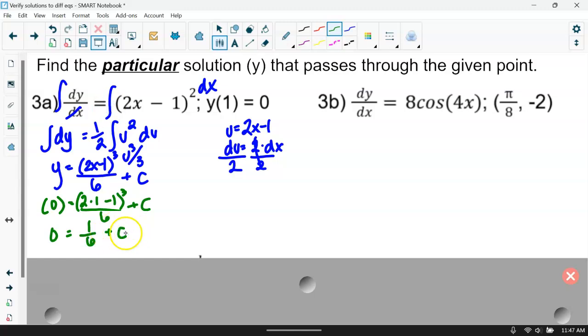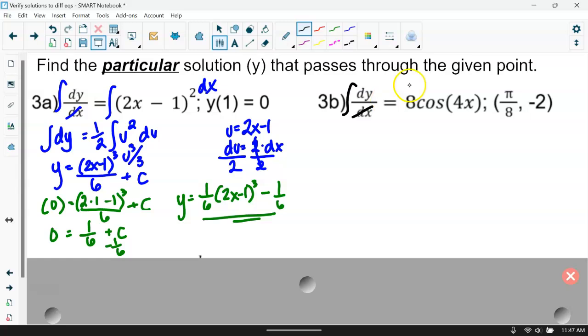So what does our constant have to be here to get us to 0? Negative 1/6. So that means here we've got y is equal to 1/6 times 2x minus 1 to the third minus 1/6. So now what if we have our trig function? Same thing. So here we go. So again, getting our integral here, our antiderivative.